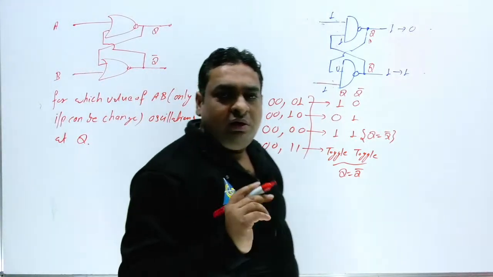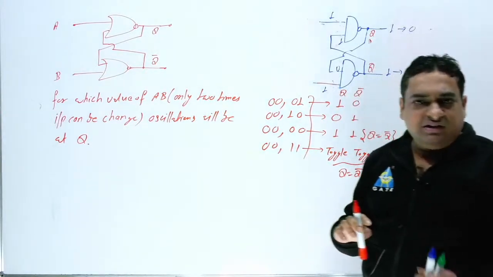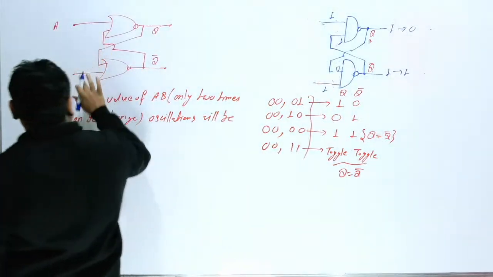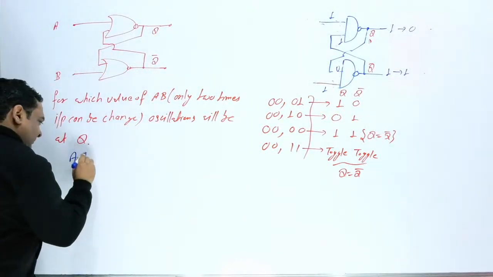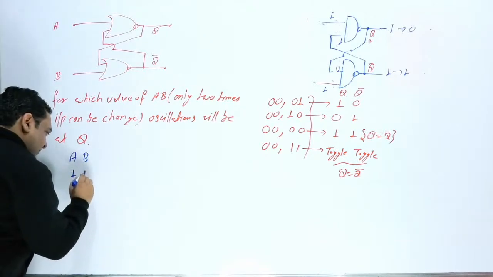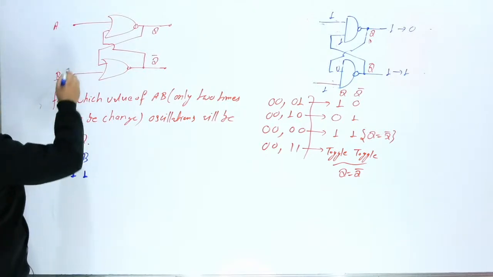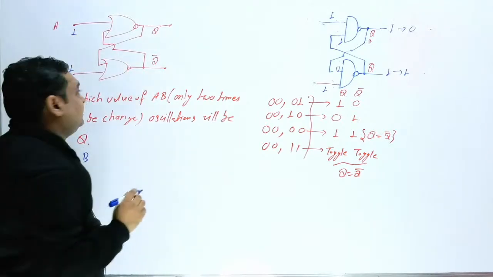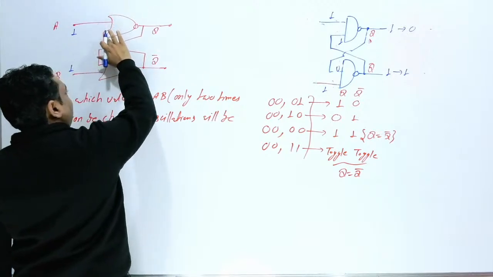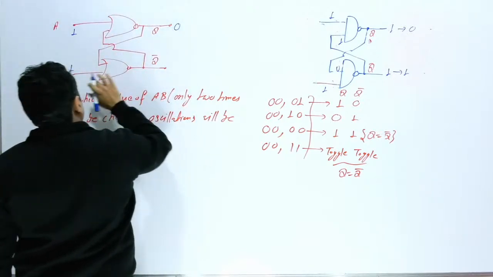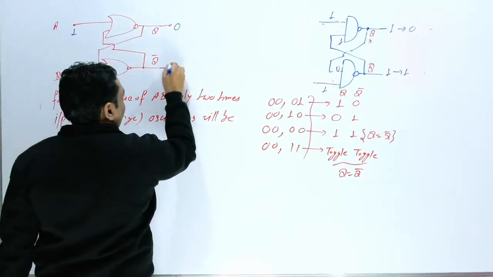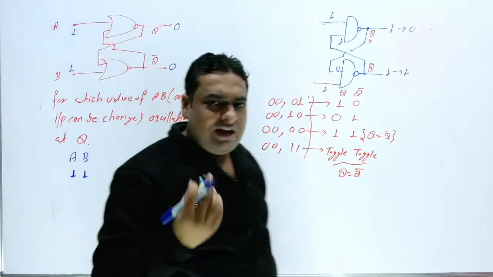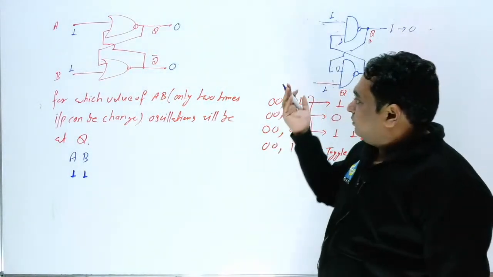So what can you do? First, you can create the invalid state. How can you easily create the invalid state? If any input is 1 from AB, then, as you can see, if I provide input 1 1 here, what will happen? If any input is 1, 1 plus anything is 1, and 1 bar is 0. So you get both outputs Q and Q bar as 0 0, which is the invalid state.